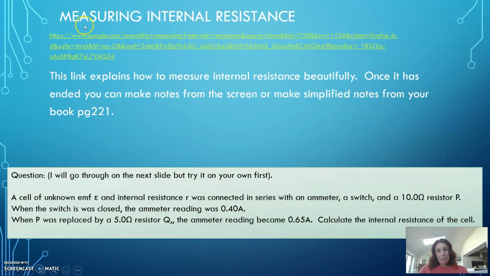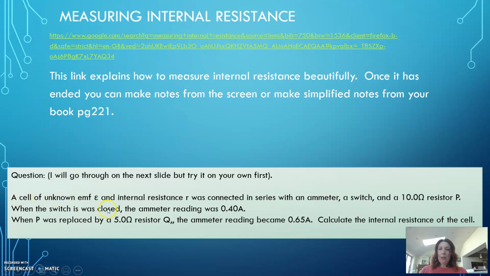Right. For the next section, measuring internal resistance, there's a really big practical you do on it. So this video is excellent and it explains it all. So watch the video. Once it's ended, you can make notes from the screen, but there are some notes in your book as well on page 221. So choose either or and make some notes on it. And then try this question. Okay, I'll go through it on the next slide, but you can try it first on your own, okay?